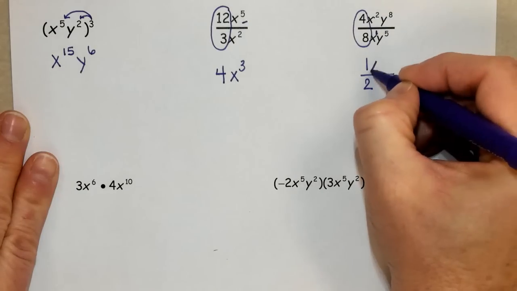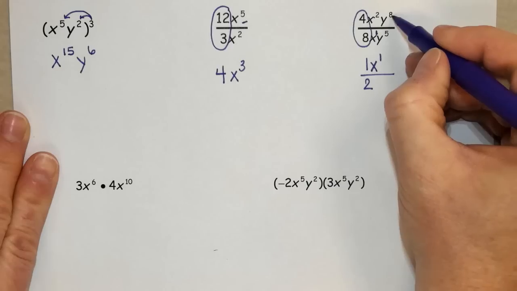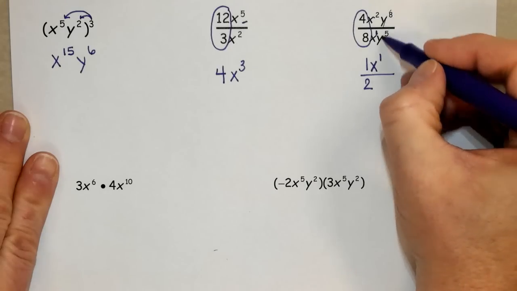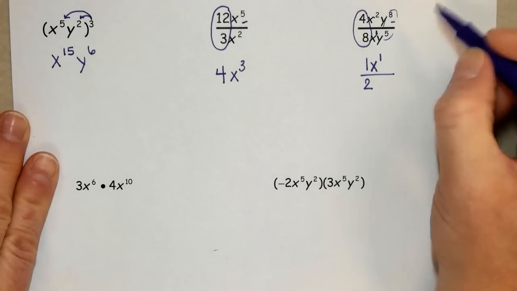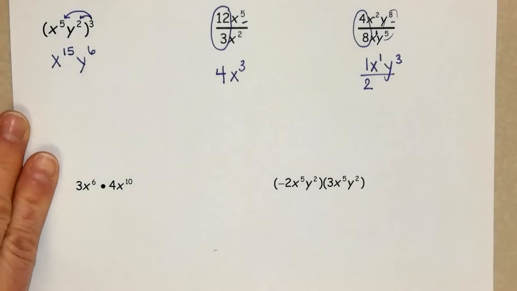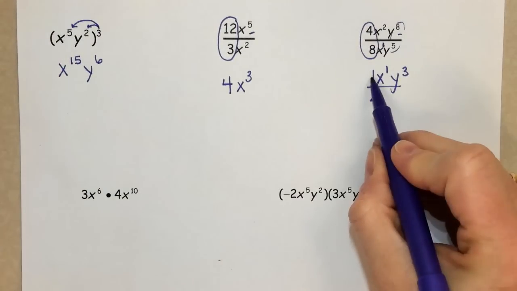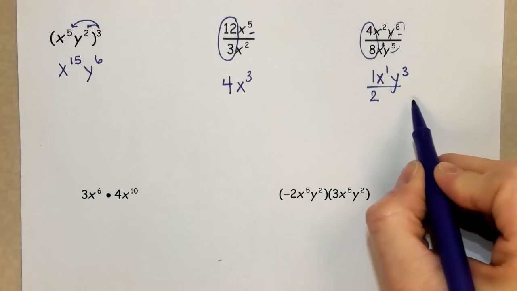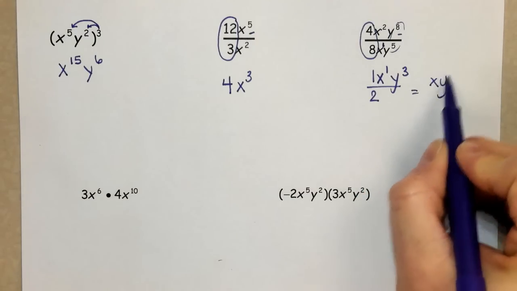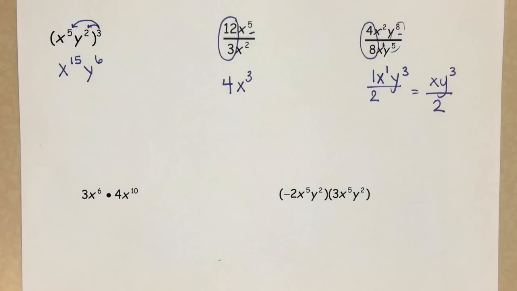The bigger number was on the top up here, so we're going to write that up on the top in the numerator. And then y goes with y, so we're going to subtract the 8 and the 5. So again, bigger number was on top, so answer goes on top. Y to the 3rd. You could write that over without the invisible 1 here or here. You could write x y cubed divided by 2 if you prefer.